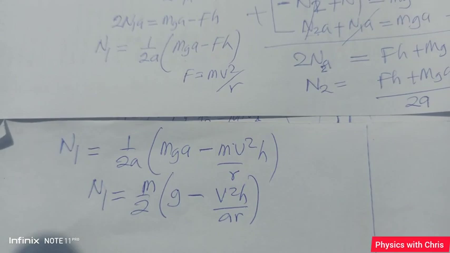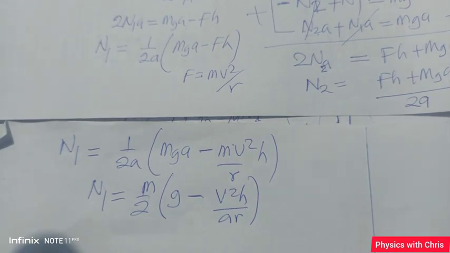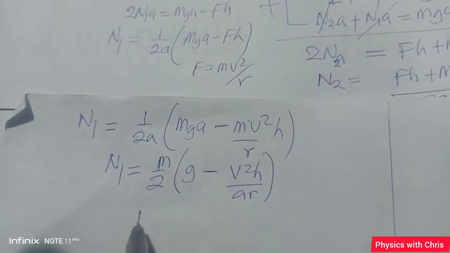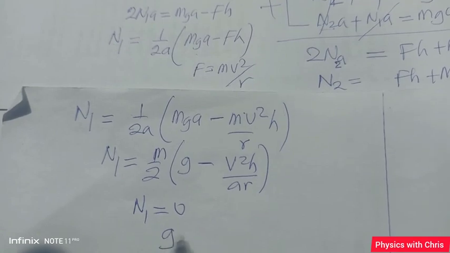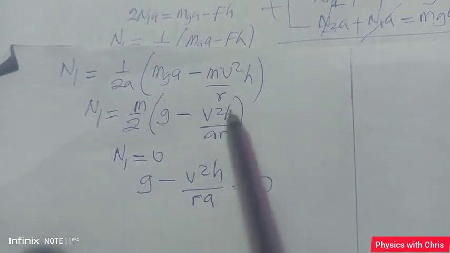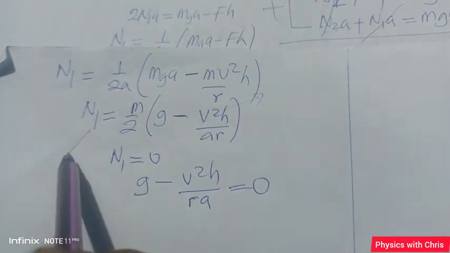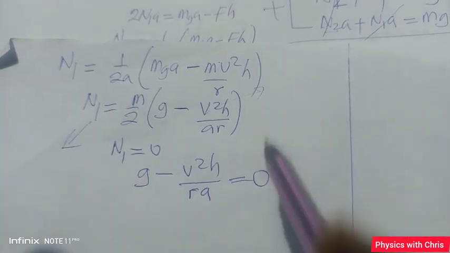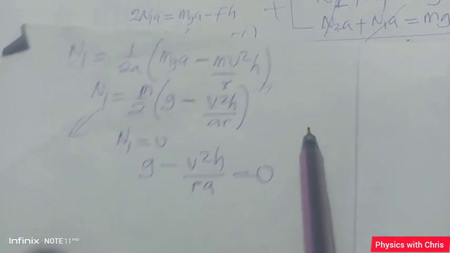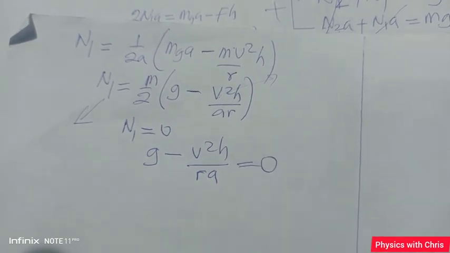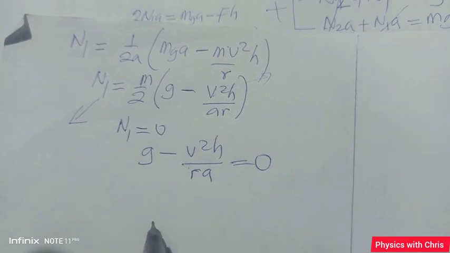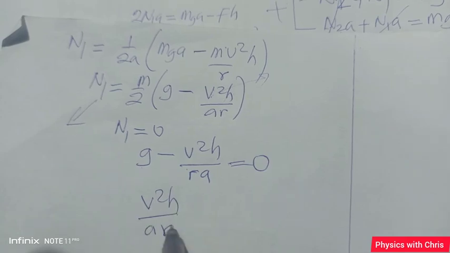I guess you understand what I've just done there. I factored out m, and divided this term by A. So at this point, for N1 to be equal to 0, it means g minus v squared h over ar must be equal to 0. As you see, as the speed of the car increases, the normal reaction N1 decreases. The car speeds up to a point where this whole term becomes equal to g, and this minus gives you 0. That makes N1 equal to 0. So the limiting value of v must be such that v squared h over ar is equal to g.